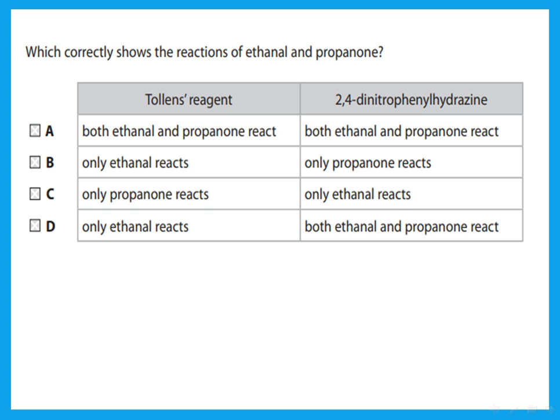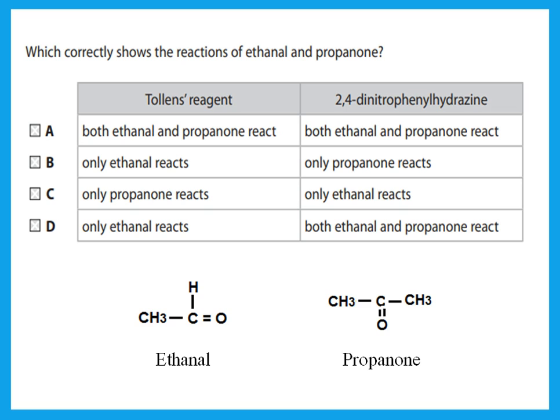Which correctly shows the reactions of ethanal? This is ethanal. Propanone. Remember, keep all of these in mind. What is he talking about? So he's saying which of these will react with Tollens? Remember, ethanal is an aldehyde, so it will react with Tollens. Which of them will react with 2,4-dinitrophenylhydrazine? Well, both aldehydes and ketones. So both ethanal and propanone will react with 2,4-dinitrophenylhydrazine.